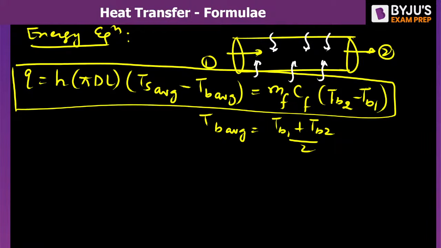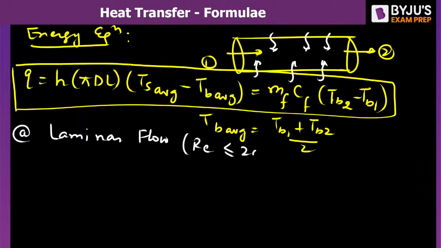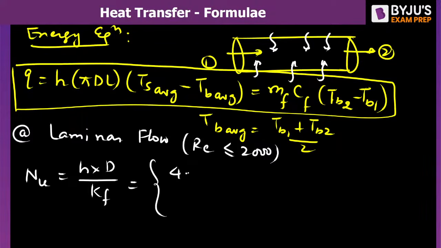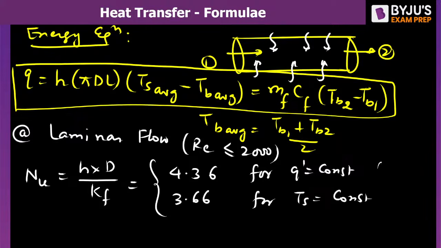Now for laminar flow, when the Reynolds number is less than 2000, then we can say Nusselt number, h into D by Kf, is a constant. It will be 4.36 for constant wall heat flux q dash, and it will be 3.66 for constant surface temperature. The value of the constant is 4.36 for constant heat flux condition, and 3.66 for constant surface temperature.